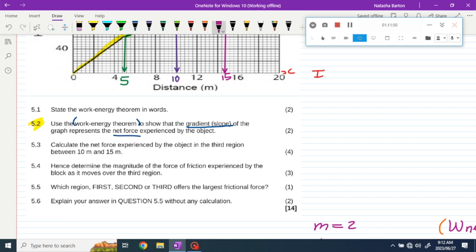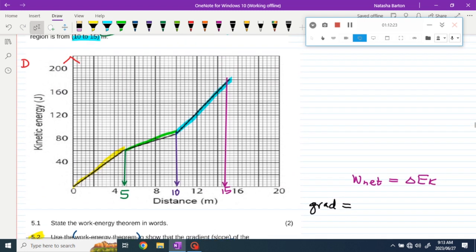If we look at the work energy theorem, we know that the net work is equal to the change in kinetic energy. Okay, that's the first thing we remember. Now guys, in physical science, when we speak of a gradient, we mean exactly the same thing as in mathematics. How do you calculate a gradient in math? Change in y over change in x. In other words, change in whatever is on the y-axis over change in whatever is on the x-axis.